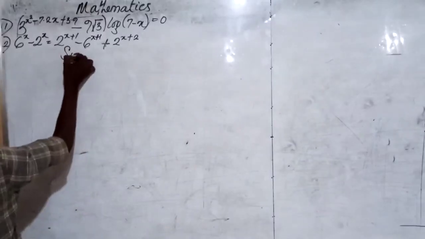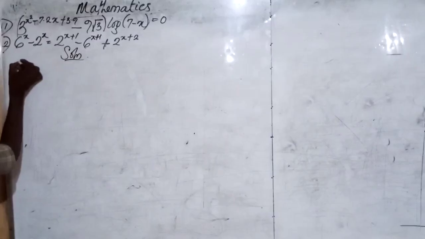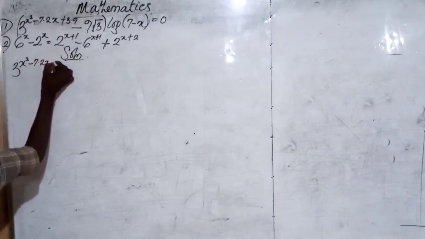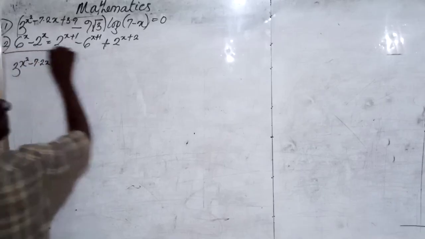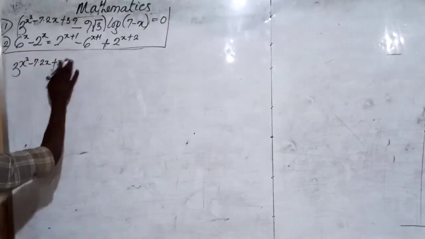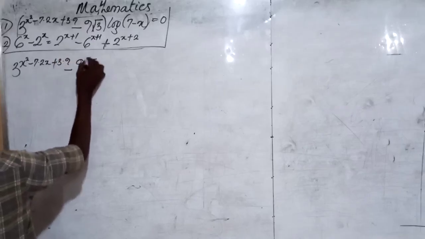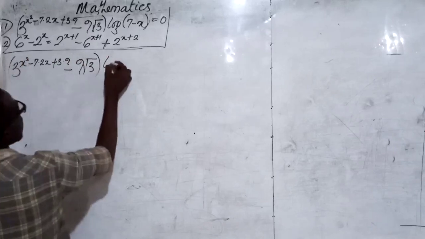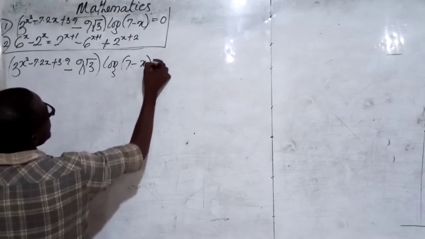So let's have the solution. The first one says 3 raised to the power x squared minus 7.2x plus 3.9, minus 9, raised to the power root 3. So let me just separate it. These are solutions. These are questions. 9 into bracket root 3 log 7 minus x equals 0.